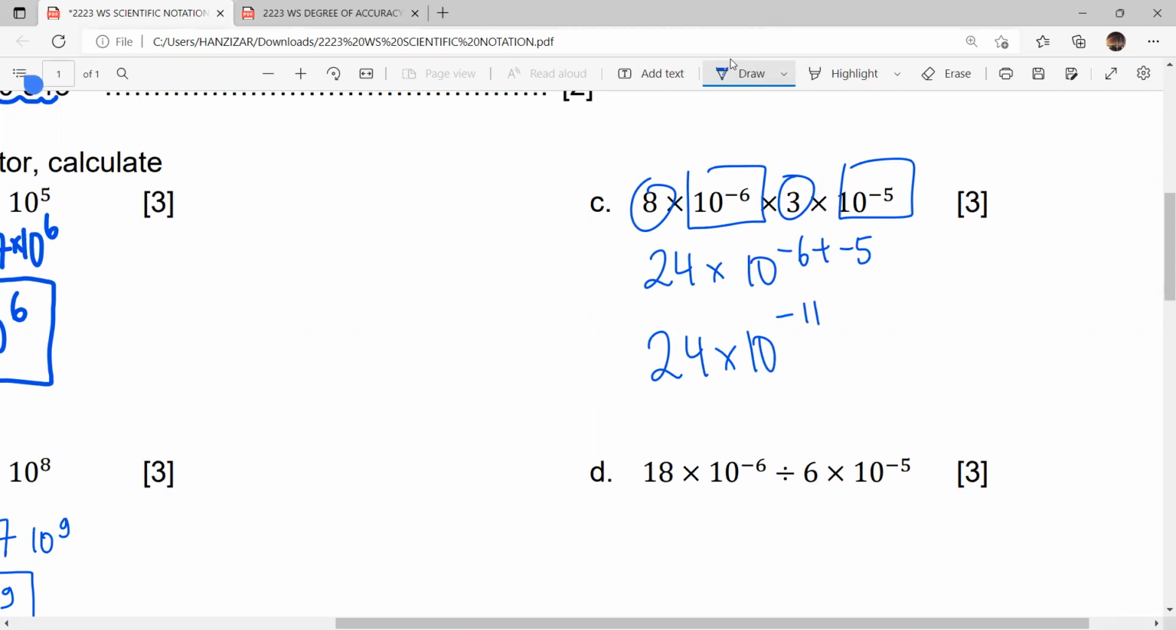Right? You change the plus to minus and minus becomes minus. So it's still not according to the scientific law. You need to put one digit. This is two digits. So 2.4, one digit on the left side of the decimal. So if you decrease the decimal by one, you have to compromise by increasing the power by one.